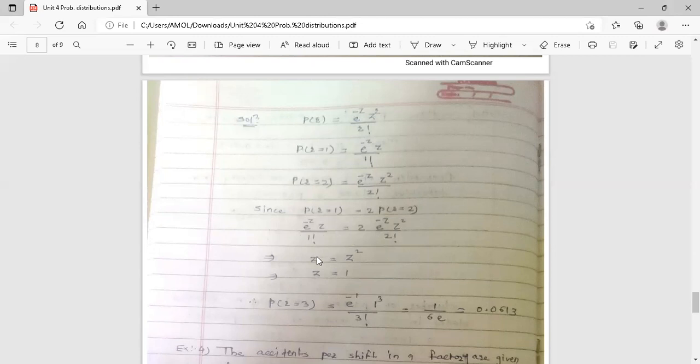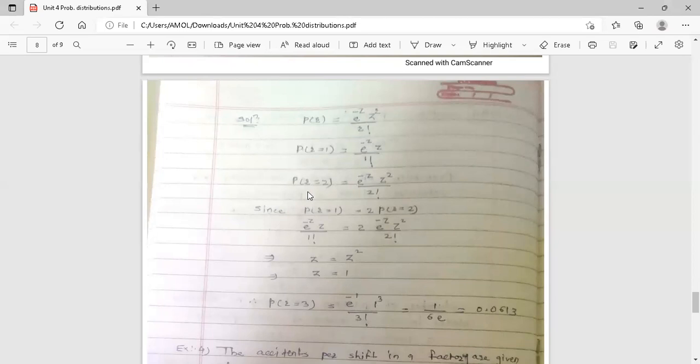So in the LHS the term is Z. In the RHS the term is Z square. So Z is equal to Z square. This is true only when Z is equal to 1. The square of 1 is 1. The square of a number is equal to that number itself only for Z is equal to 1. So the value of Z is 1.